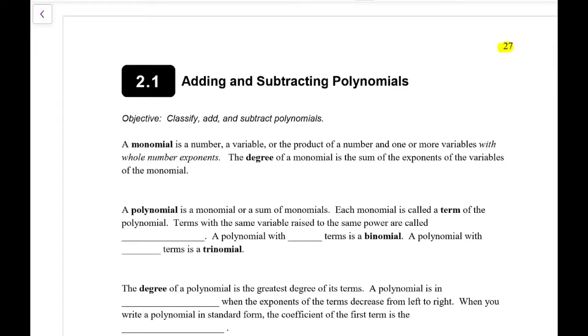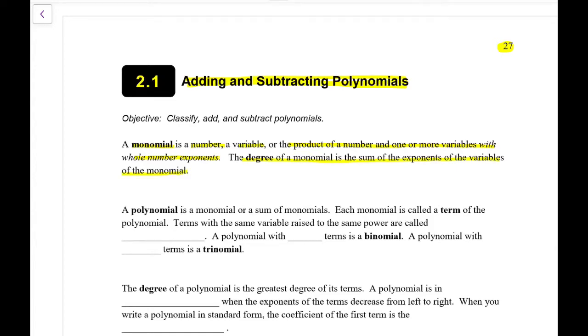Today we're on page 27 of our note guide and we're looking at 2.1, adding and subtracting polynomials. Now polynomials, poly means many. Many terms is what we're looking at here. If I have a monomial, that is just one term. It could be a number, a variable, or a product of variables and numbers together.